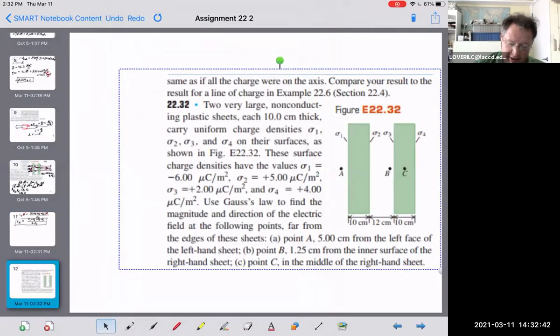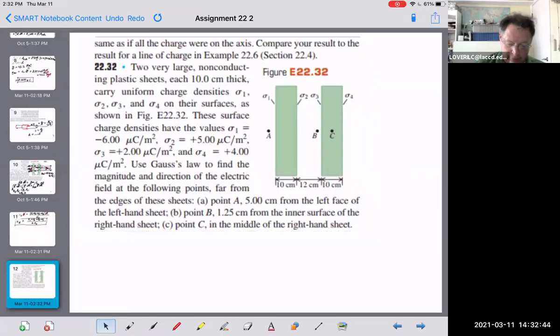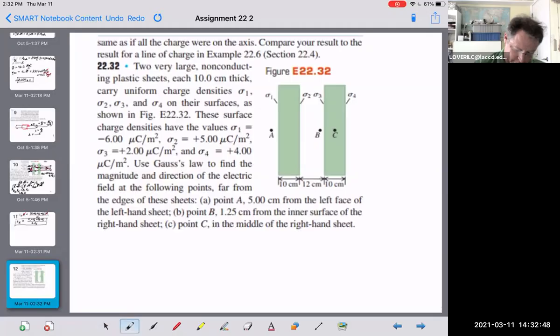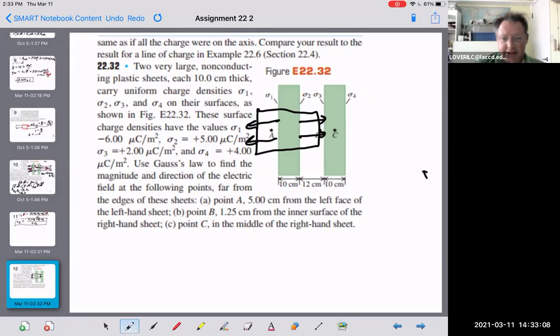Let's look at point B. Now here's the thing. I'm going to arbitrarily guess that the field at B points from left to right. And I'm going to draw another cylinder here with the left-hand side being in the same field that is at A.